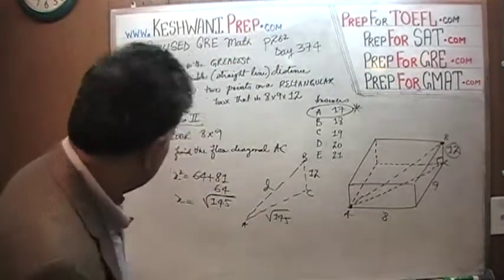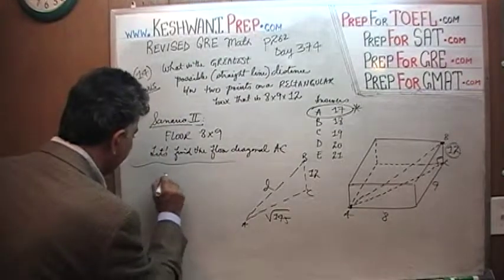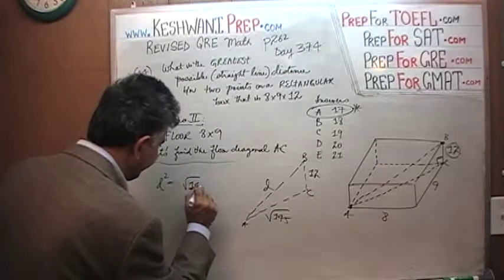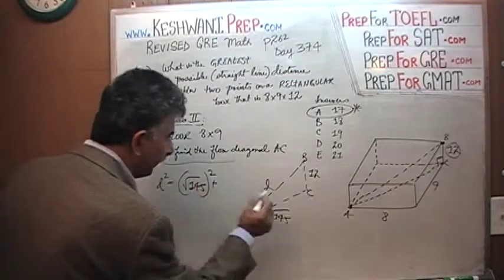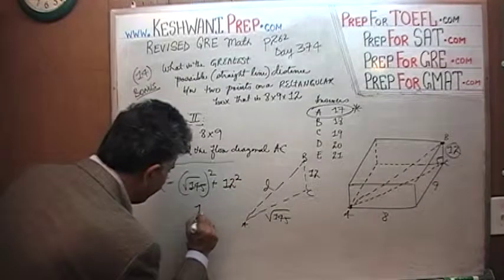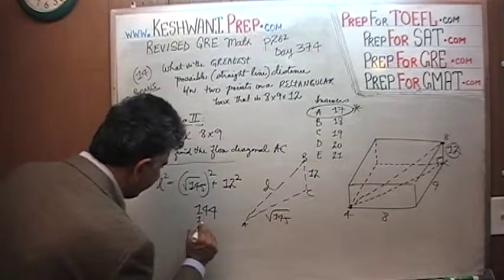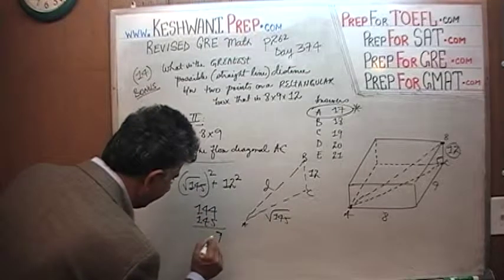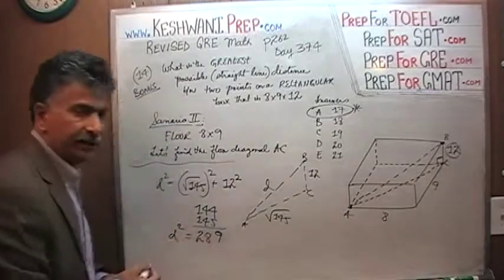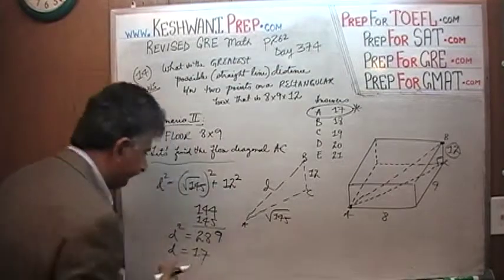Let's solve for it. So again, D squared is going to be square root of 145 squared plus 12 squared. 12 squared, of course, is 144, and square root of 145 squared is 145, and we find that it is again 289, and of course that tells you that D is 17.